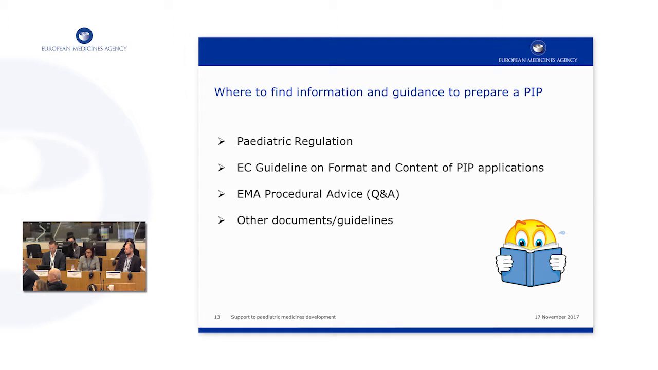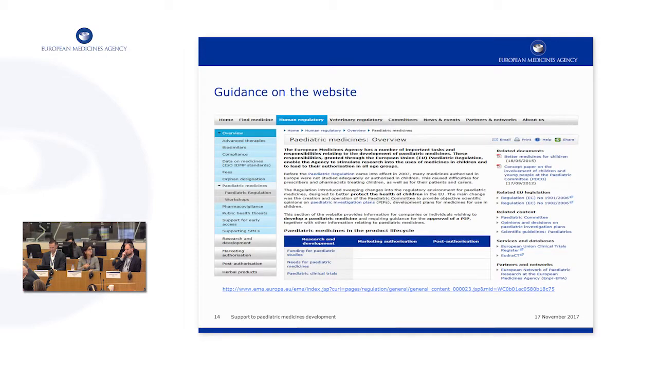Now I'd like to take you through some of the sources of information and guidance that you can find to prepare a PAP. Here you have some of them. The first one, of course, would be the Paediatric Regulation, the legal text. Also, the European Commission guideline on format and content of PAP applications, which I already mentioned in my first slide. The EMA procedural advice in the form of a Q&A, which is available on the website, which I will explain a bit later, and also other documents and guidelines available on the website.